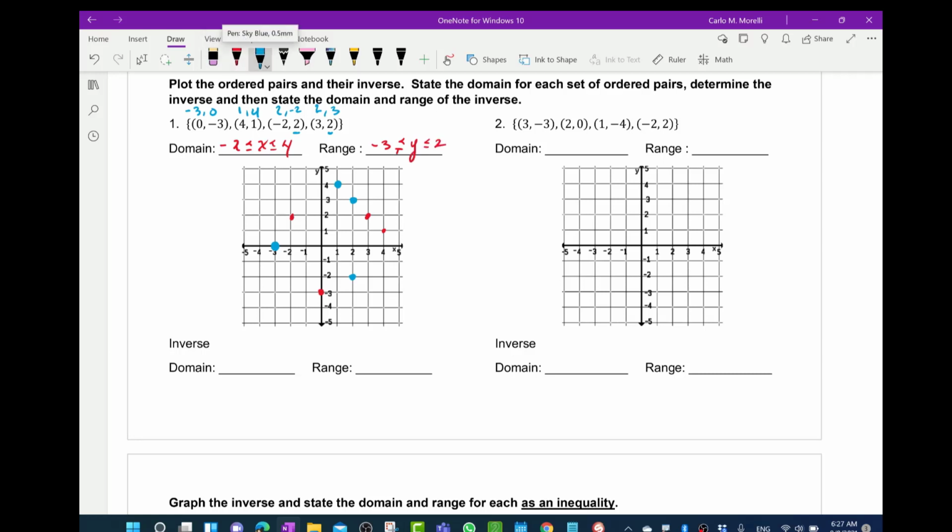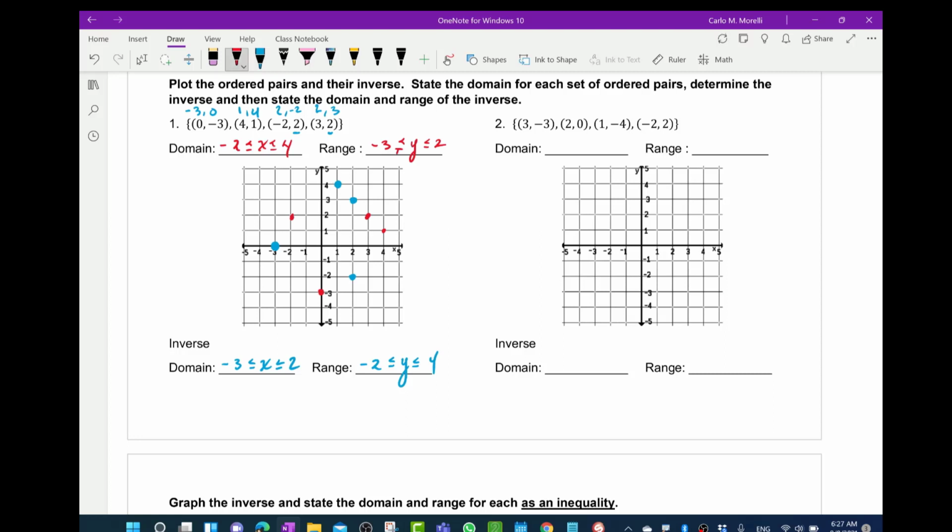So now we'll jump to the inverse. The domain would be negative 3 less than or equal to x less than or equal to 2, right? I'm trying to combine set notation in. So it's the same: the range of the original is the domain of the inverse. You just swap the x and the y, and then the range is going to be negative 2 less than or equal to y less than or equal to, it should be 4, and it is 4. Okay.